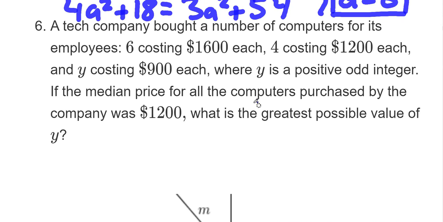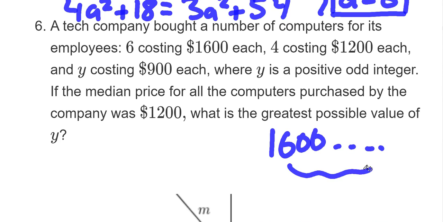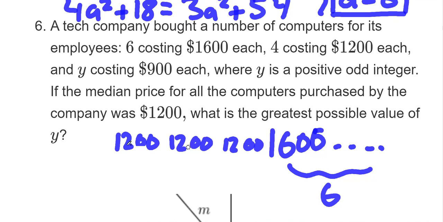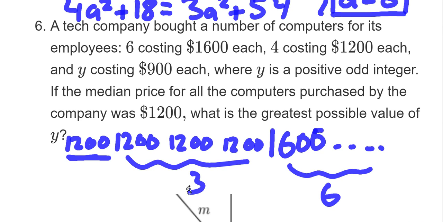Okay, so we have 1,600. This happens 6 times, okay? And then we have 1,200, 1, 2, 3, 4. Okay, so if you put them in order, we want this to be the median, because we want to maximize how many things are to the left. So just think about it, guys. There's 3 right here. 3 plus 6 is 9. So what do we want? We want 9 to the left of here.